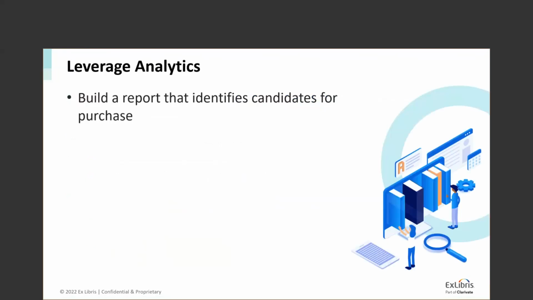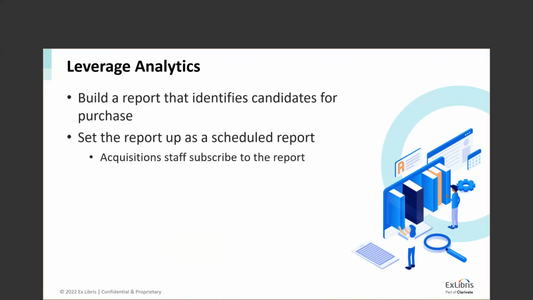Just going through an example, I'll go through this pretty quickly, but again, you'll have the slides after. You can build a report that has certain citations with a certain status or a certain tag. You can set this up to run as a scheduled report. You can either say who is going to receive a scheduled report, or acquisition staff can choose to subscribe to the report. There are different options for that. I think the biggest thing to remember here is that the data in analytics is only up to date for the previous day.